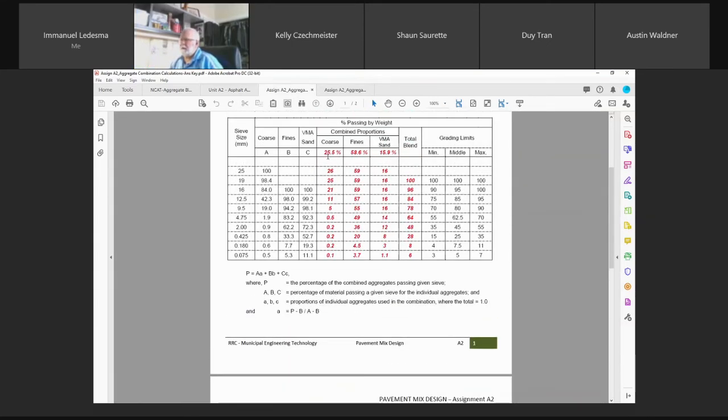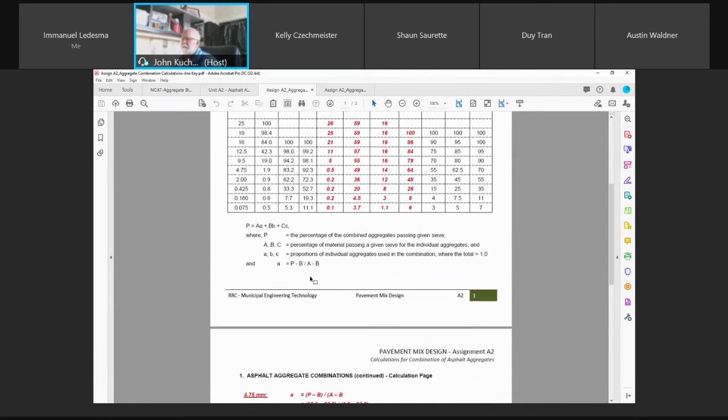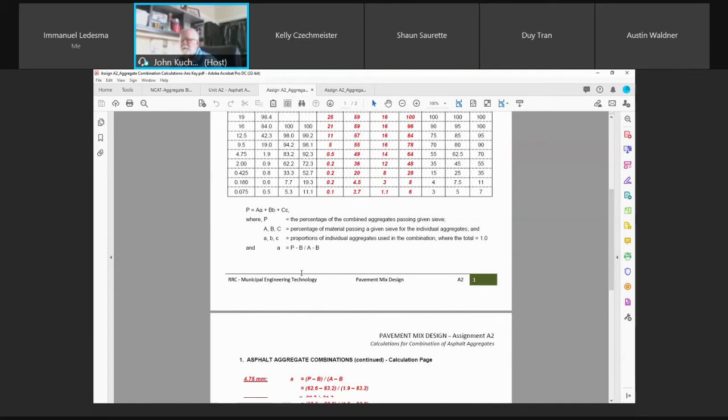Don't worry about this grading here right now, and don't worry about these percentages. I want to show you how we got it. We look at that 4.75 millimeter. Remember that one of the key sieves is to determine the coarse fraction versus the fine fraction on an asphalt mix, just like we do with concrete.